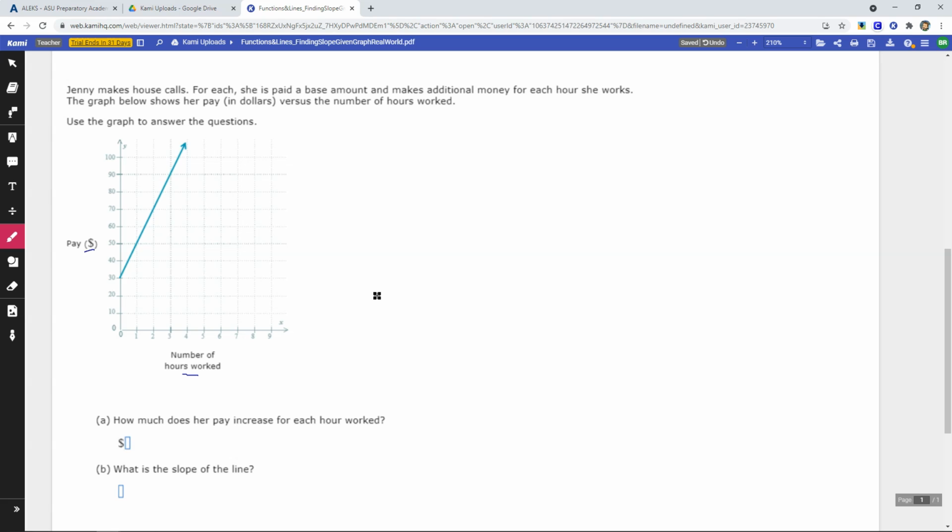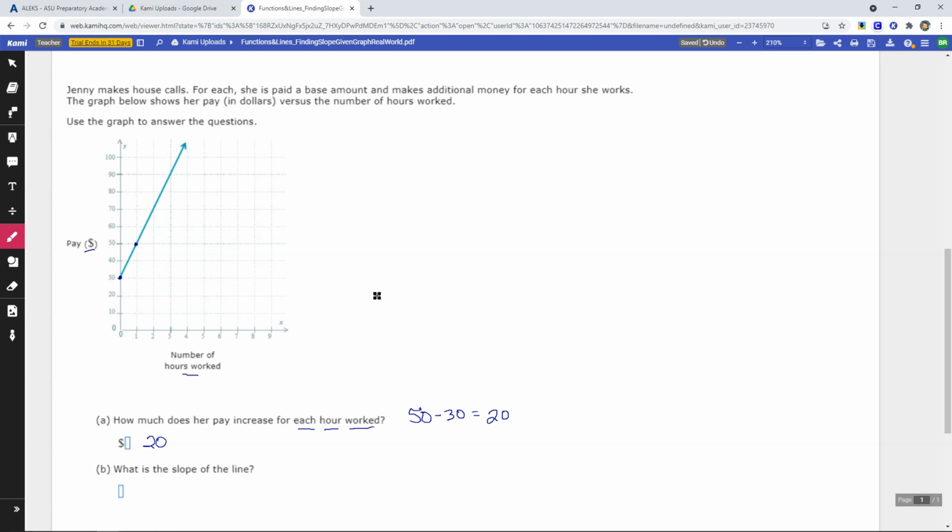How much does her pay increase for each hour worked? Okay, so notice that she starts at $30, so that's her base amount. And then for each hour, we look at after 1 hour, she has made a total of $50. So the change over 1 hour is from $30 to $50, so we have to subtract. 50 minus 30 is equal to 20. So she must be making $20 per hour on top of her base amount of 30.